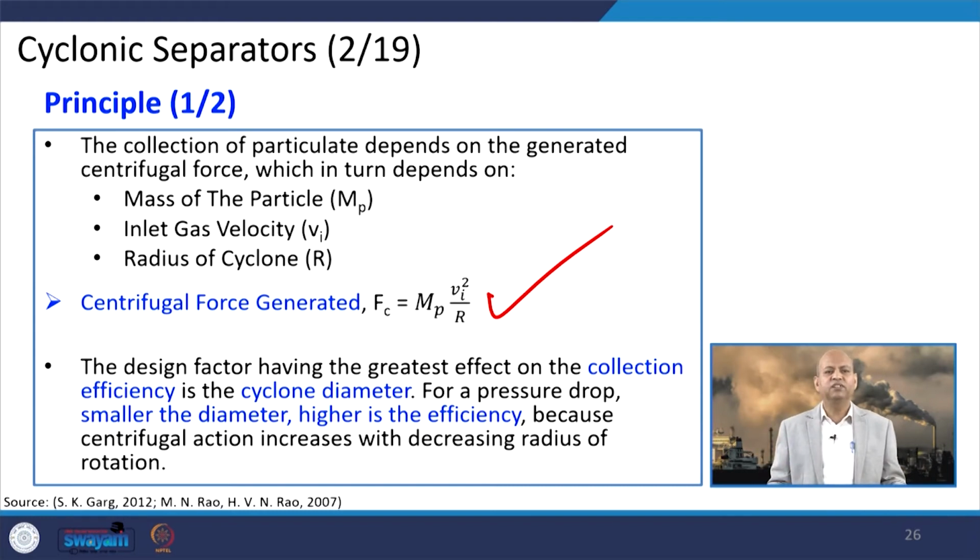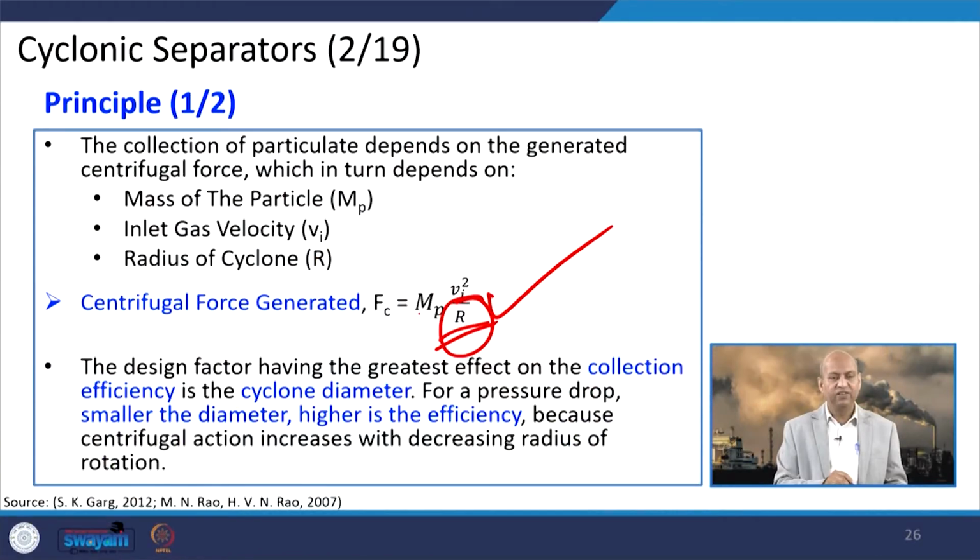And the design factor having the greatest effect on collection efficiency is basically the cyclone diameter, or the radius you can say. For a given pressure drop, the smaller the diameter, the higher the efficiency, because centrifugal action increases with decreasing radius of rotation, since it is in the denominator. So, that is the very simple thing.